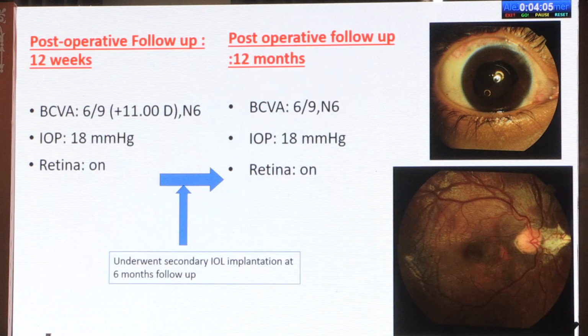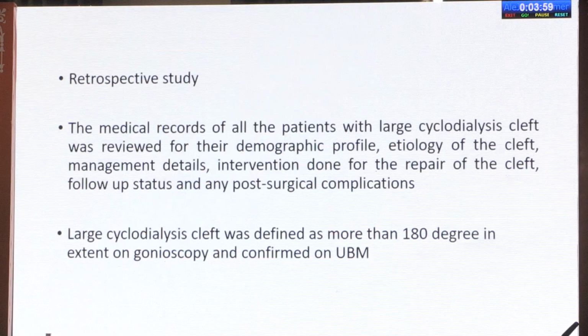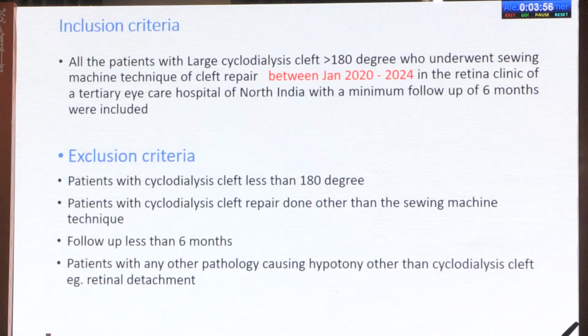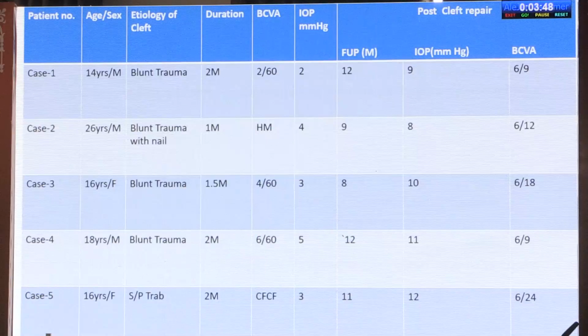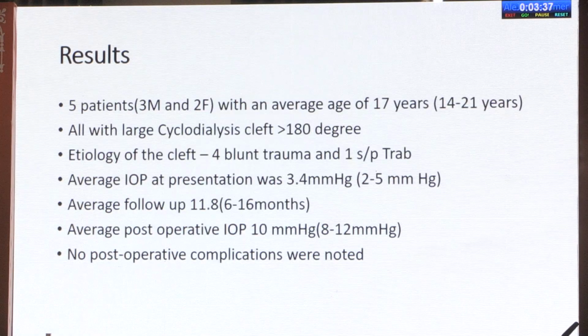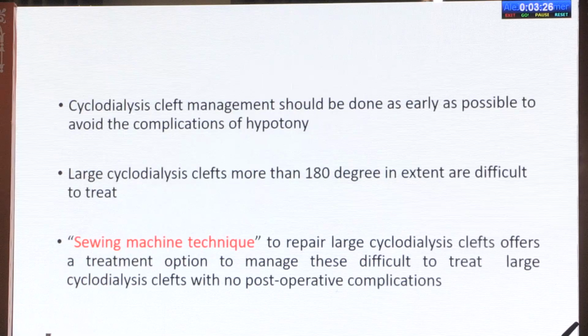And I've now done secondary IOL implantation also in these patients and they're all doing well without any complication. So this was one of the studies that we did and we have now quite a few patients. Of course, this was the data between January 2020 to 2024, and till that time I had done about 5 cases, out of which 4 were after a blunt trauma, that they had a large cyclodialysis cleft, and 1 was after a trab. And all these patients have a follow-up of about a year with an average post-operative IOP of about 10 millimeters of mercury without any post-operative complication.